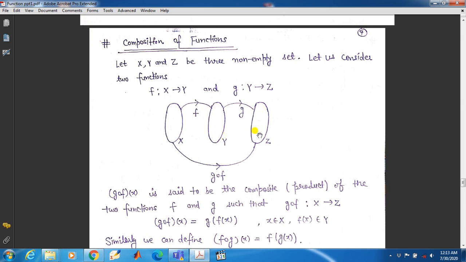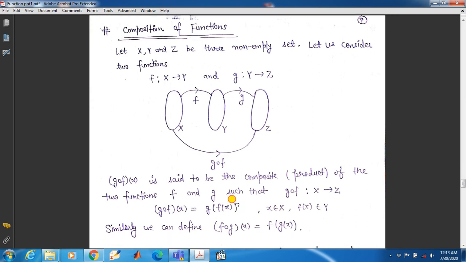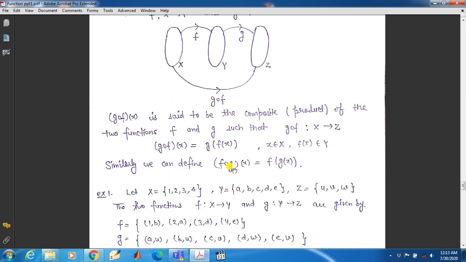This is called the composite function, and it is given by (g o f)(x) equals g(f(x)), where x belongs to capital X and f(x) belongs to capital Y. Similarly, we can define f o g also. f o g is written as f(g(x)). So these are the representations for the composite function or the product function.